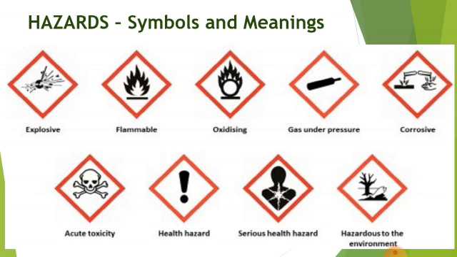Next is gas under pressure. When anything is filled in cans, this sign is there to show that there is pressure filled in it. So we should avoid playing with such materials. Next, corrosive means it's very burning. It can cause skin burns. It can even damage the eyes when it comes in contact with the eyes. Next row, acute toxicity. It is the symbol for toxic substances, meaning poison. And we know poisonous substances can lead to death.